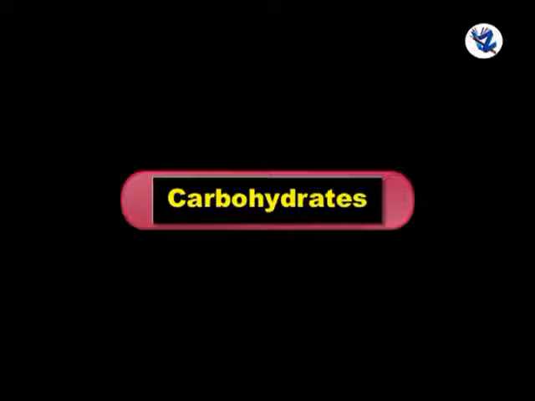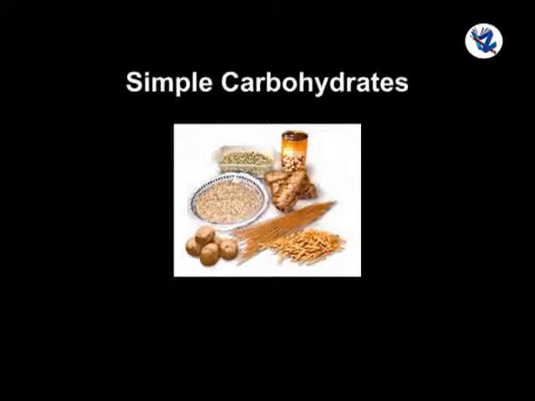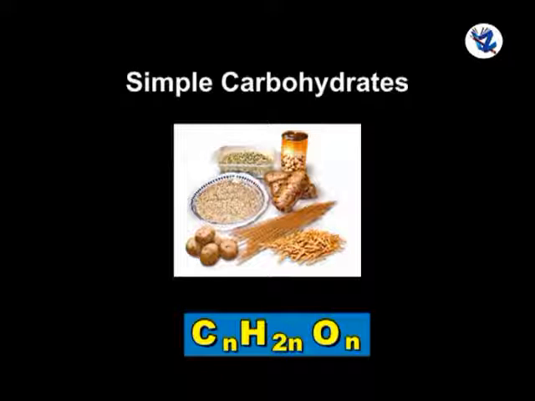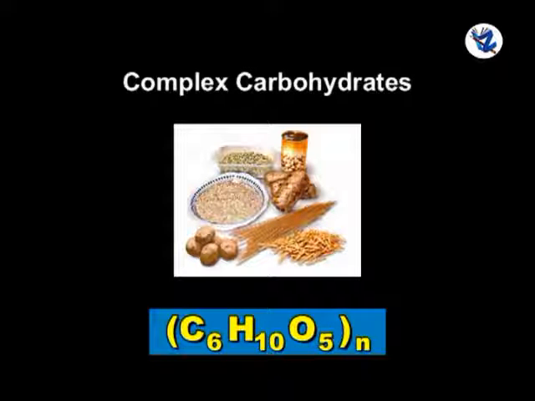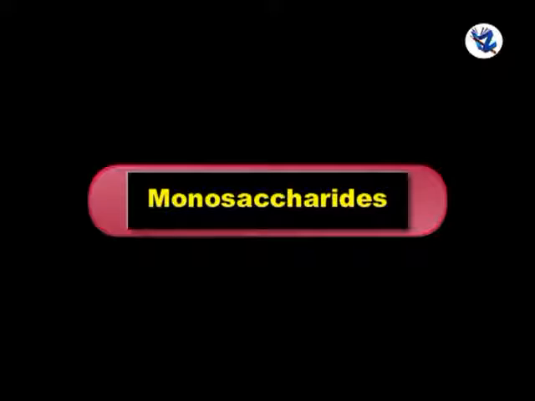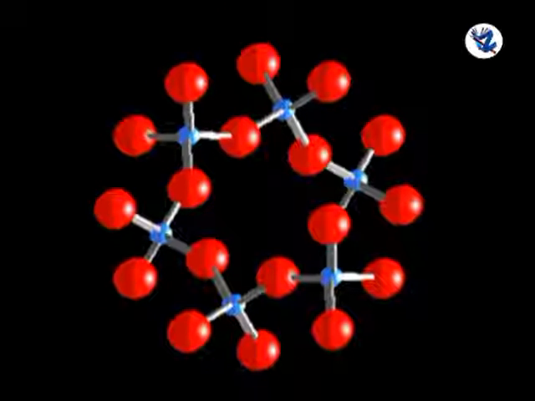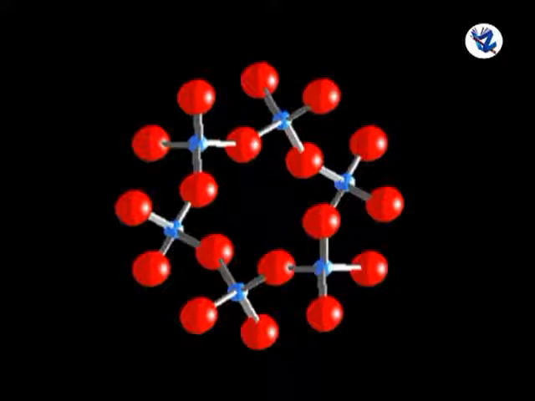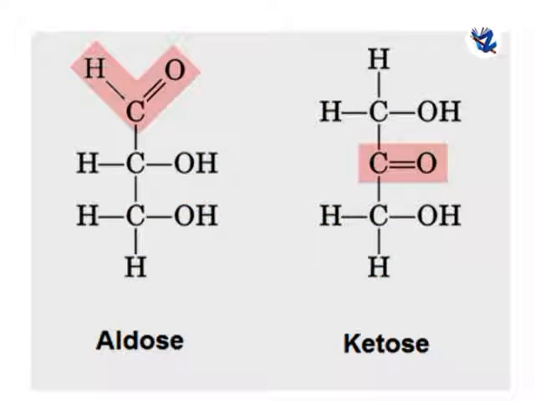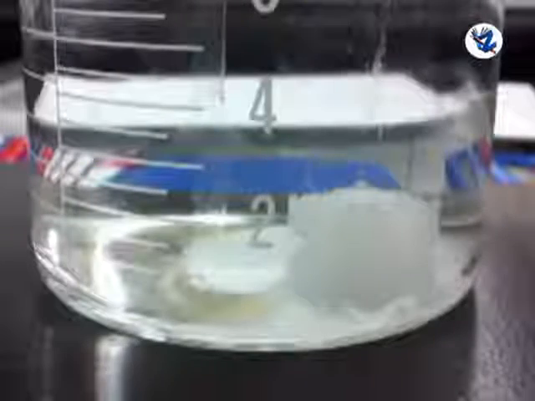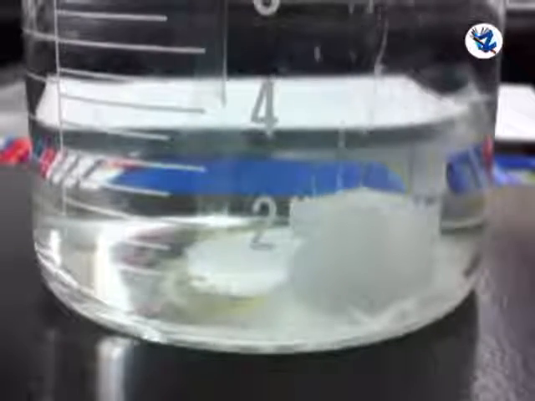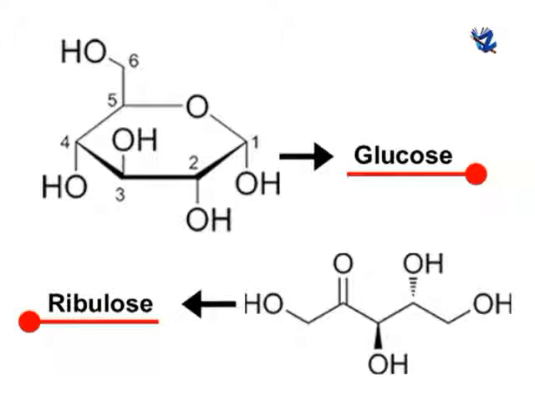Now first, carbohydrates. The simple carbohydrates have the formula CnH2nOn and the complex carbohydrates have the formula C6H10O5N. Now the first subclass, monosaccharides. These are the compounds which cannot be further hydrolyzed into smaller molecules. They are further classified as aldoses containing aldehyde group and ketoses containing ketone as a functional group. The number of carbon atoms is 3 to 6. They are crystalline, soluble in water and sweet to taste. For example, glucose, ribulose, etc.